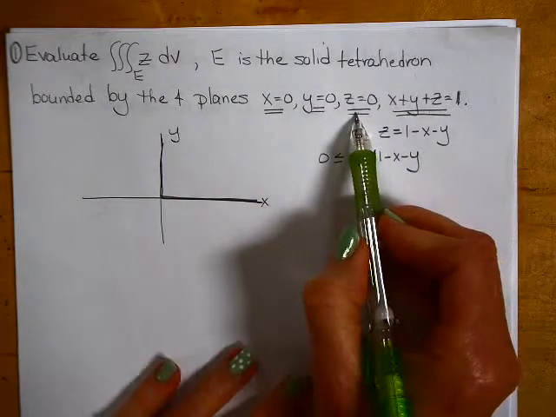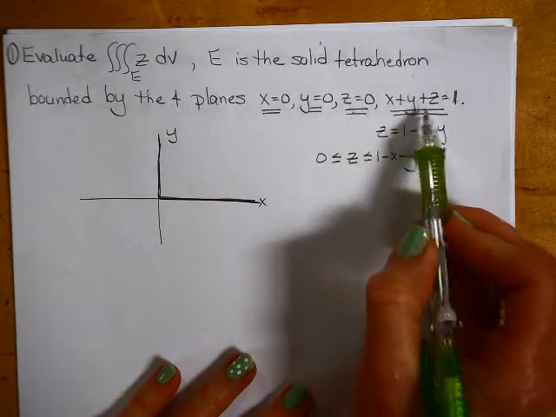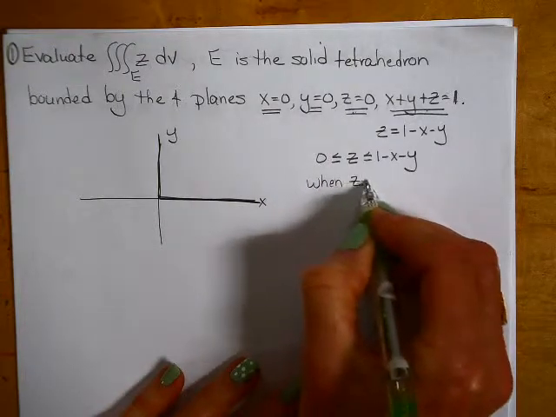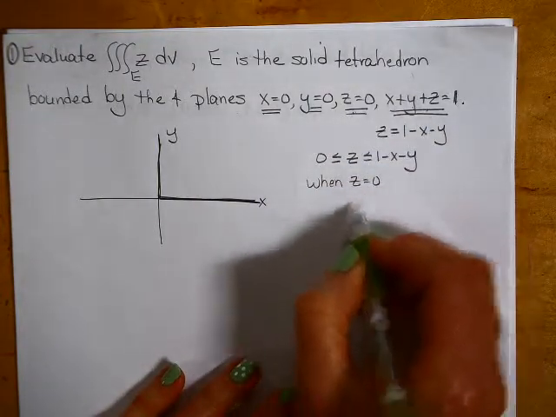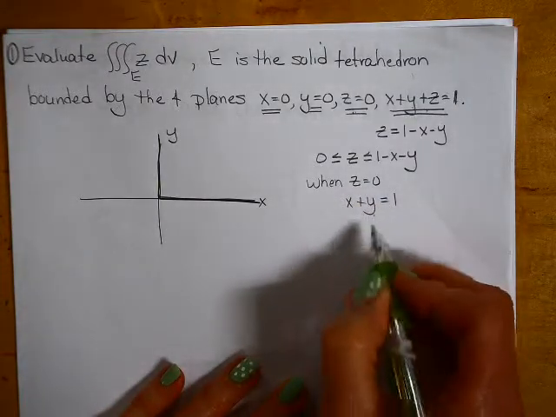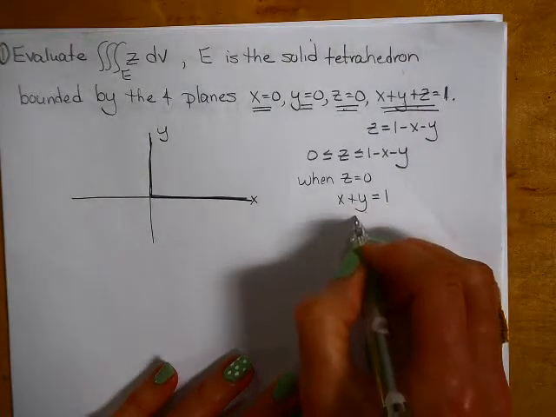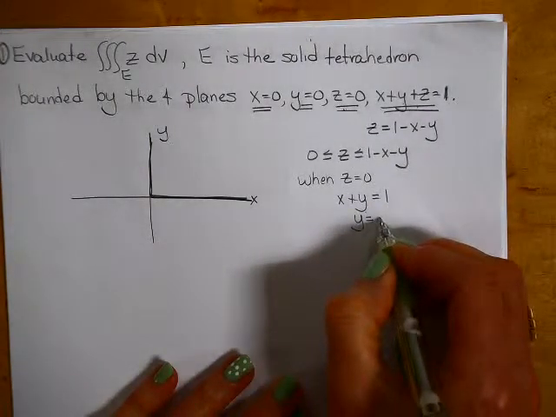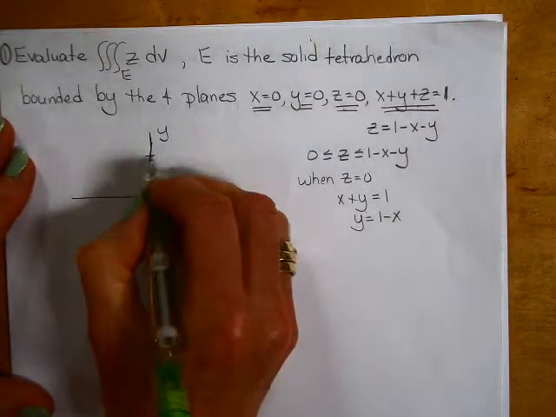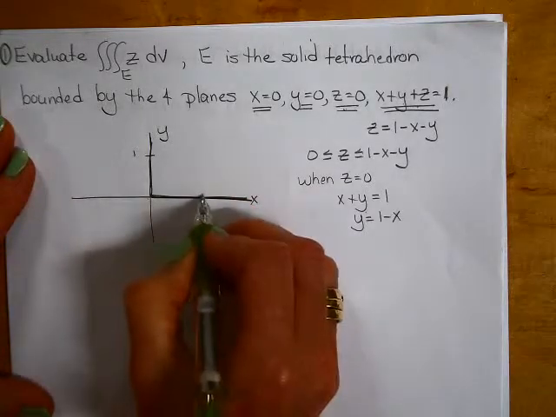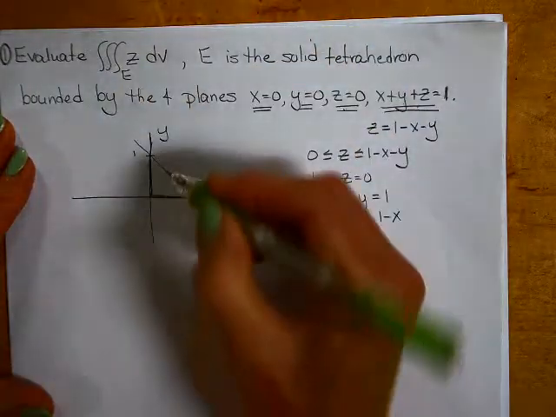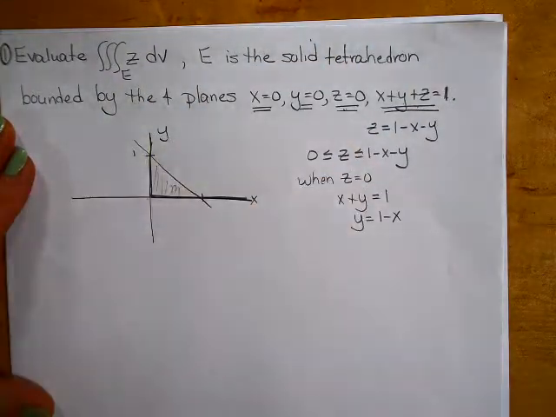And I'm going to use the fact that when z is equal to 0, I'm going to substitute in here. When z is 0, then this equation becomes x plus y equals 1. I can graph this in the xy plane. This is the line y is equal to 1 minus x. So if I go up 1, slope of down 1 over 1, this region is in my xy plane.